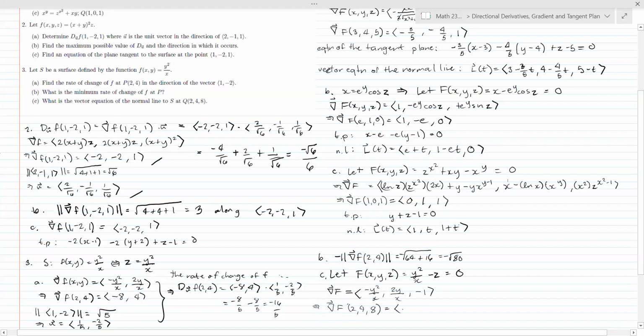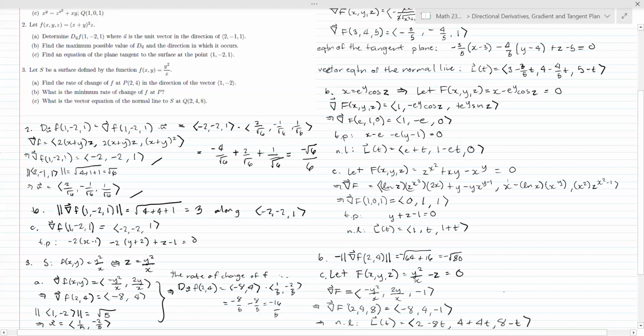Okay, so evaluate this at (2, 4, 8). We got the value of this earlier, right? Negative 16 over 2 is negative 8. 8 over 2 is 4. And then negative 1. So therefore, the equation for the normal line is given by the vector equation. So our point is (2 minus 8t, 4 plus 4t, and then 8 minus t).